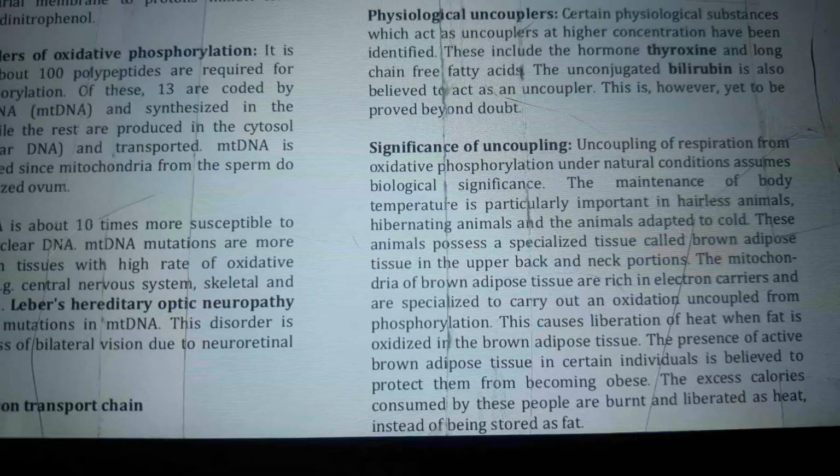The next one is physiological uncouplers. Certain physiological substances which act as uncouplers at high concentration have been identified. These include the hormone thyroxine and long-chain free fatty acids. The unconjugated bilirubin is also believed to act as an uncoupler. This is, however, yet to be proved beyond doubt.